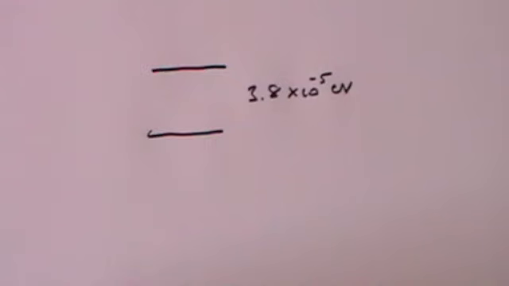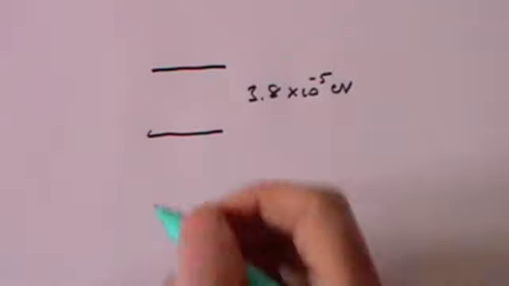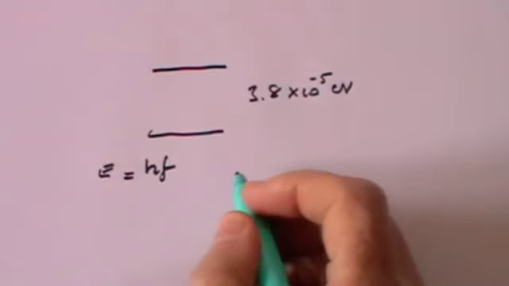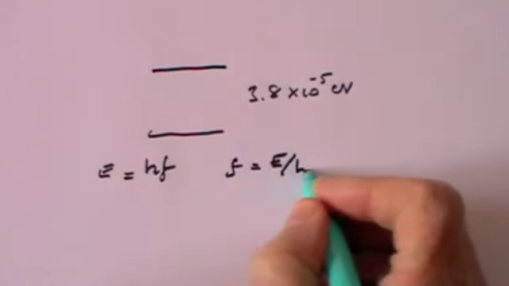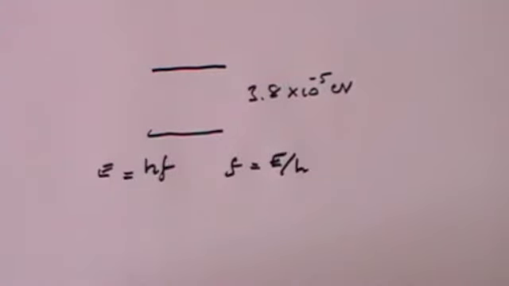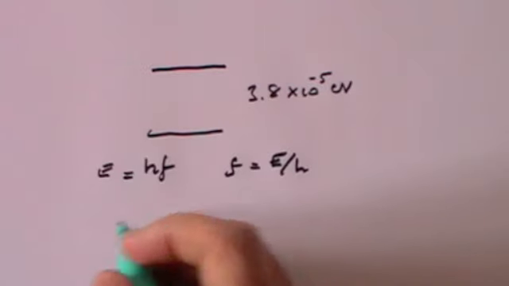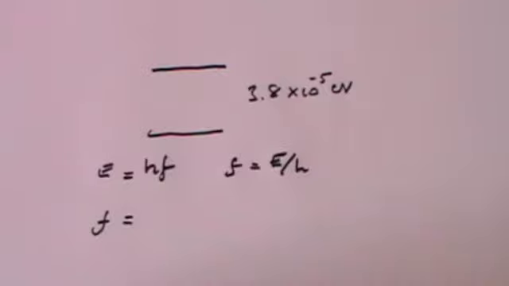Question 4. Cesium has two energy levels which are separated by 3.8 times 10 to the minus 5 eV. They happen to be the energy levels that are used for cesium clocks. The question is, what is the frequency of the radiation that will cause an electron to jump from one level to the other? Again, we need E equals hf, and that gives us that f is equal to E divided by h. We know that the energy is 3.8 times 10 to the minus 5 electron volts, so we've got to change that to joules to get in SI units.